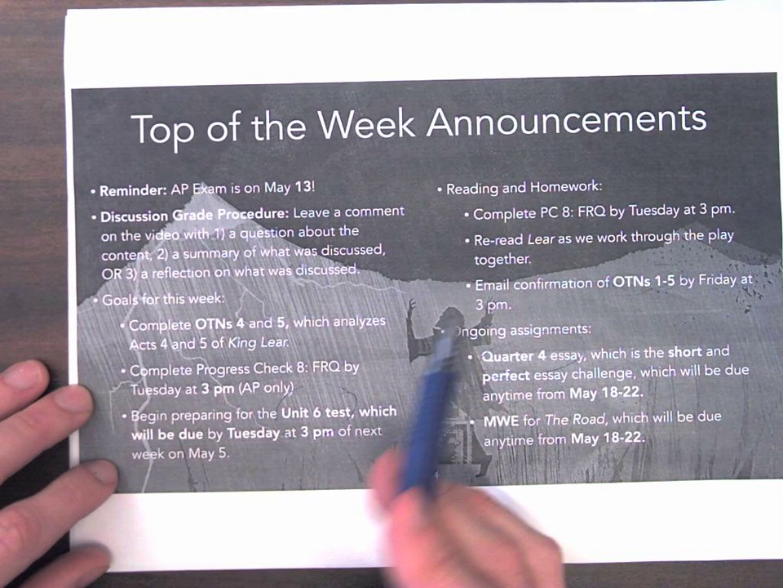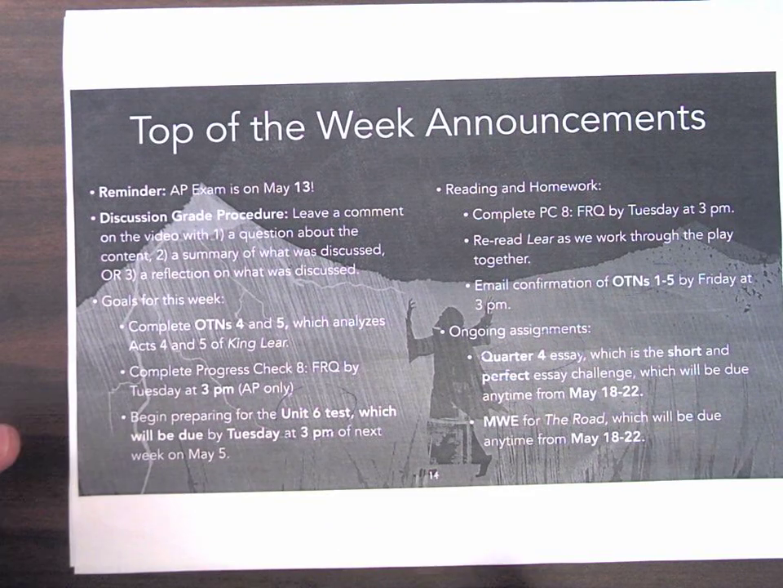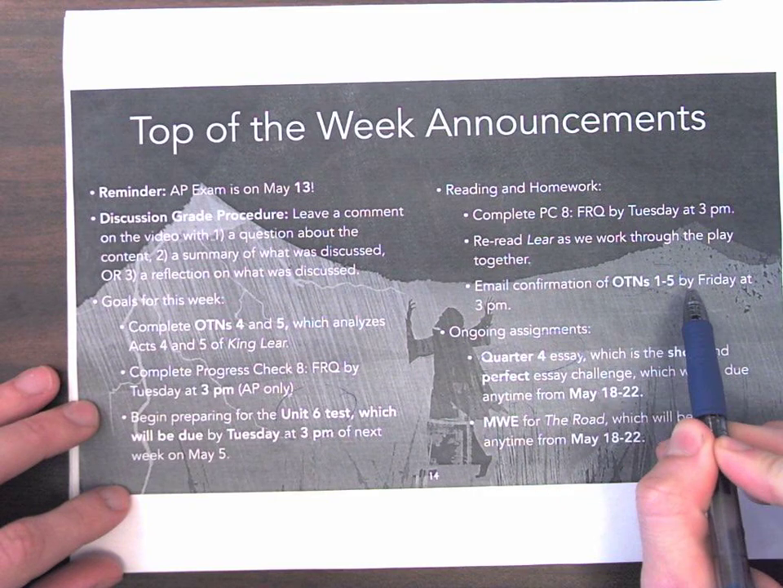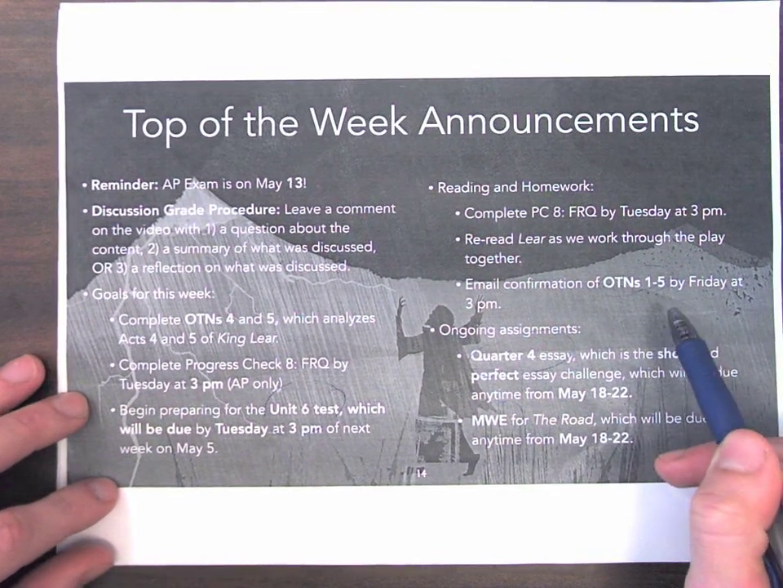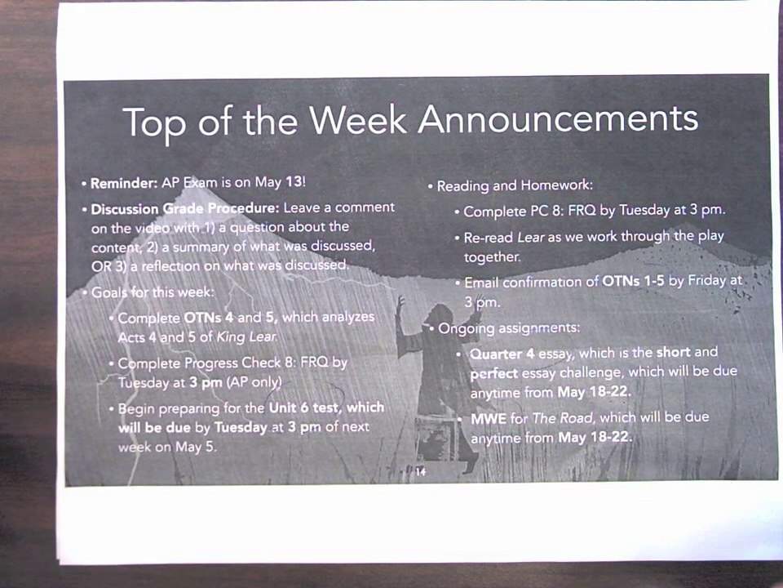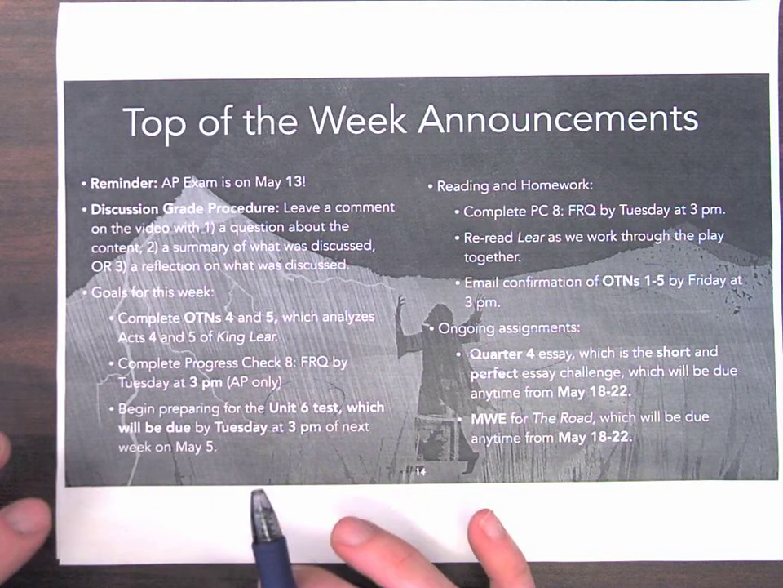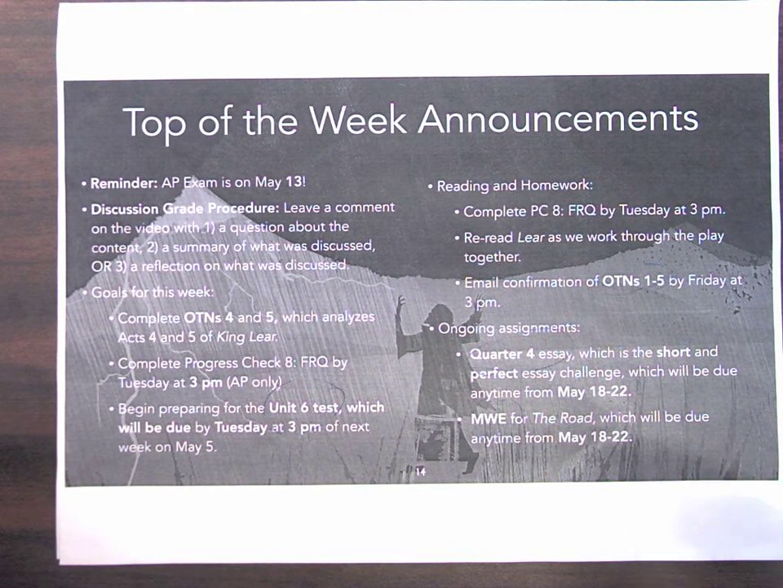Okay. Aside from that, our unit test is coming up on Tuesday at 3 p.m. So you need to make sure that you email me confirmation of OTNs 1 through 5 by Friday at 3 p.m. All right, so we'll be finishing OTN 5 in class on Friday. Your class notes should be concluded at the end of that class. You go back, shore up those notes, make sure that they satisfactorily answer the prompts, and then you can email me saying that you completed OTNs 1 through 5.